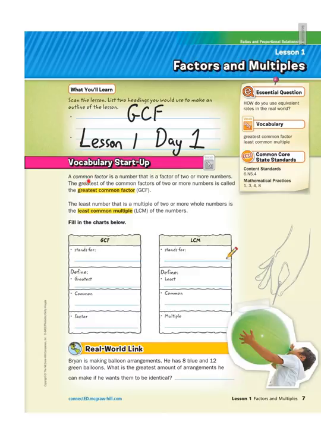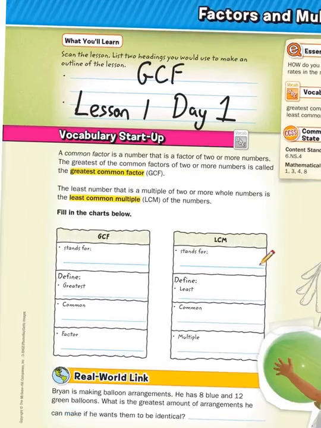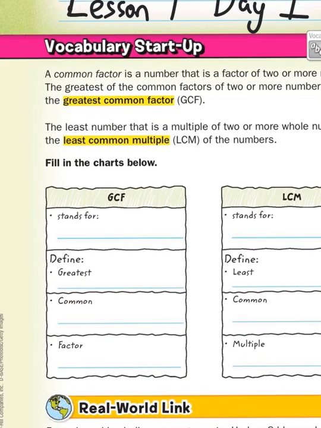So first thing, it says a common factor is a number that is a factor of two or more numbers. The greatest of the common factors of two or more numbers is called the greatest common factor. That's confusing, so we'll break it down. We'll help you understand it in normal language.